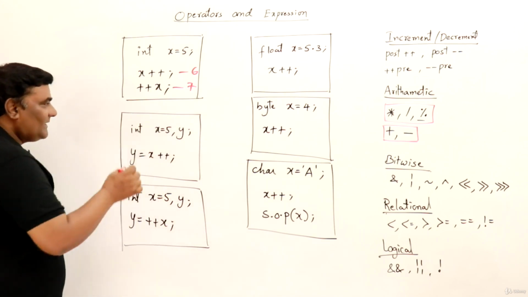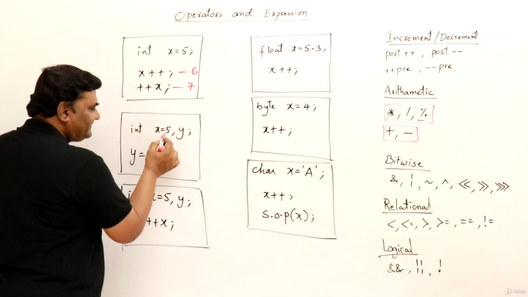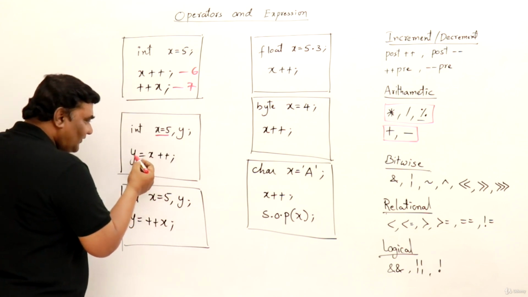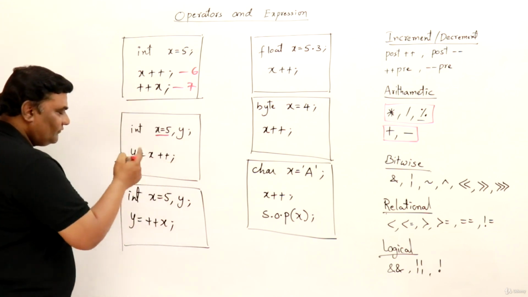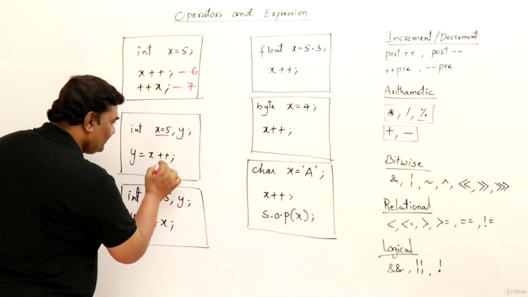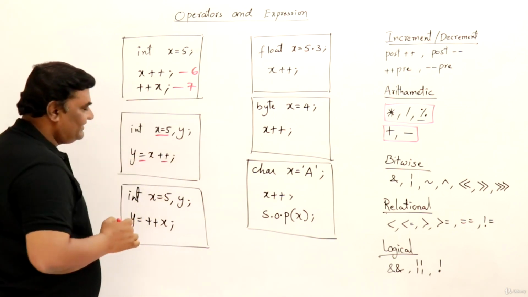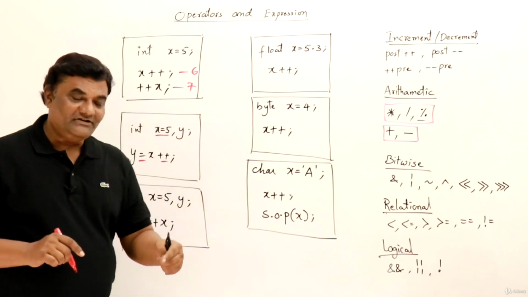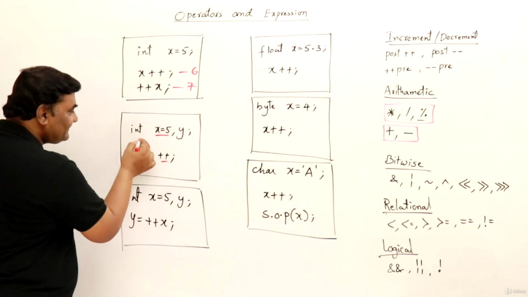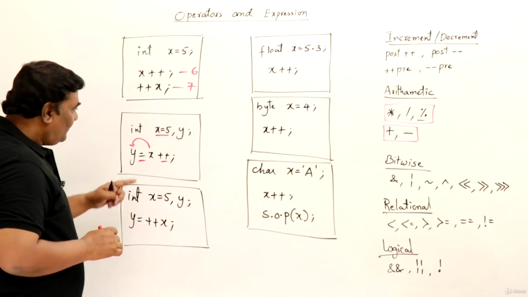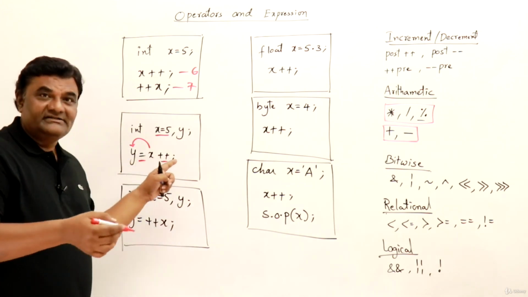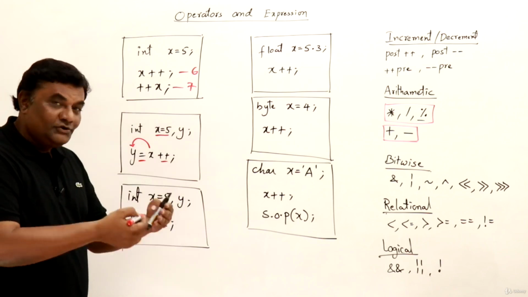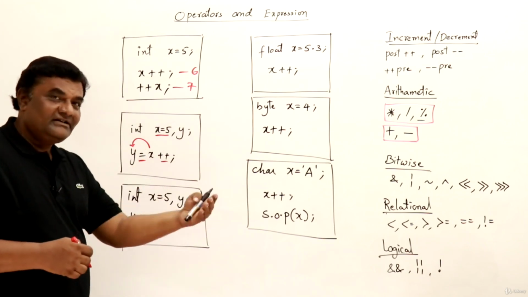Let us see here. Here I have variable x having value 5. Then I have written the expression y assigned x plus plus. So plus plus is there, assignment is also there. So two operations are there. The question is, which operation is performed first? First the assignment is done. Why not plus plus? Because plus plus is post increment, so it will be done afterwards. So first use the value of x, then increment x.